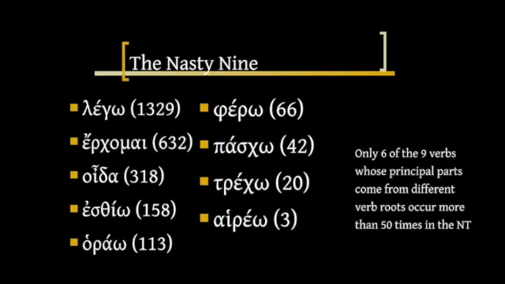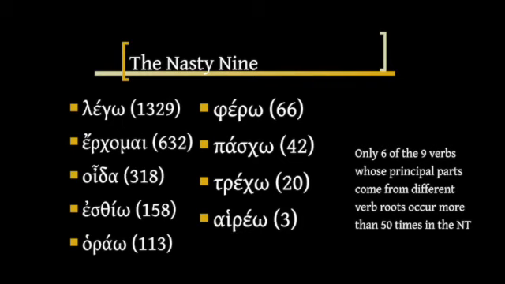But only 6 of these occur more than 50 times, and one, aireo, only occurs 3 times. And so you may want to consider the first 6, maybe the first 7, as you think through these. Lego occurs quite a bit. Lego means I say. Erchomai means I come. Oida means I know. So these 3 verbs you're going to see quite a bit.